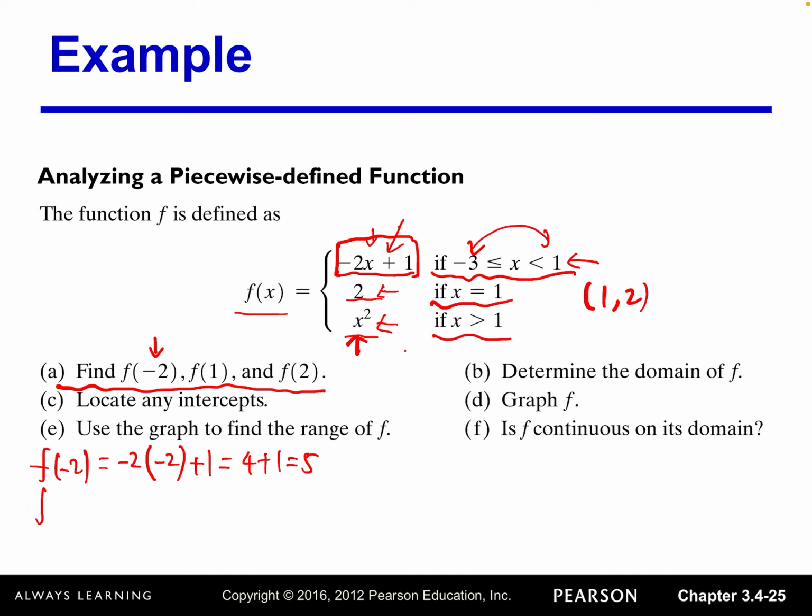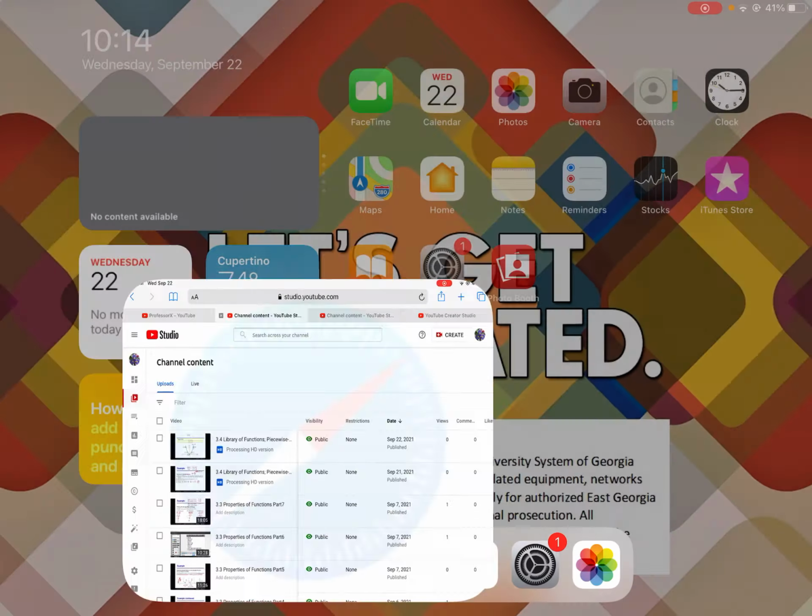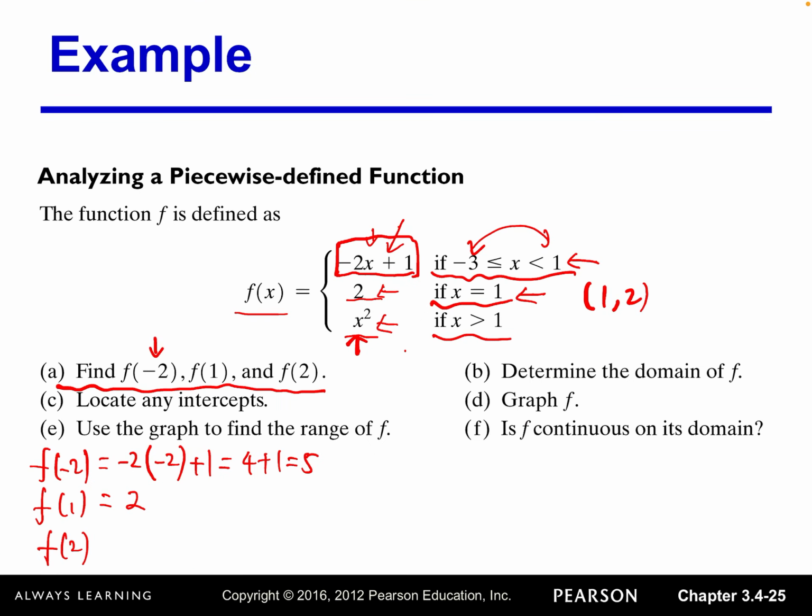All right, and then f of 1. When x equals 1, we use the second function, right? That's the constant function, so f of 1 equals 2. And then f of 2 equals what? 2 is greater than 1, so we use this function to evaluate. That's replace x by 2, 2 squared, which is 4.